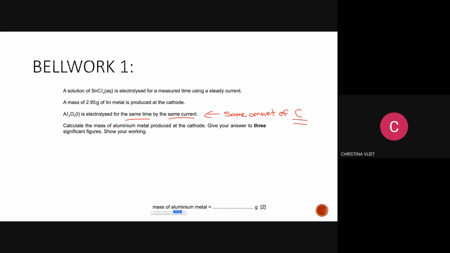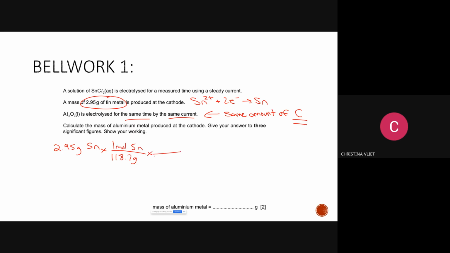So the first thing is to start with your mass of tin metal and to get to coulombs from there, which you totally can do. Because at the cathode, Sn2+ plus 2e minus goes to Sn. That's the tin metal that's being made. So at this time, we go 2.95 grams of tin, and then what do we divide by? The molar mass, which is 118.7, I believe, grams in 1 mole of tin.